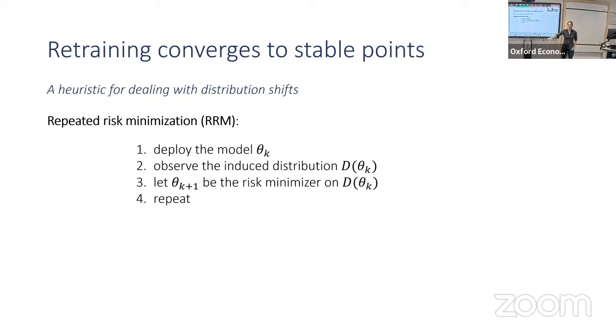You deploy a model, you see it's not optimal anymore, you retrain. And you just do that to chase any sort of shift. What we have here is a very specific shift that's due to changes in a model. So we can, again, apply these heuristics. We deploy a model, observe distribution, optimize on the induced distribution, and repeat.